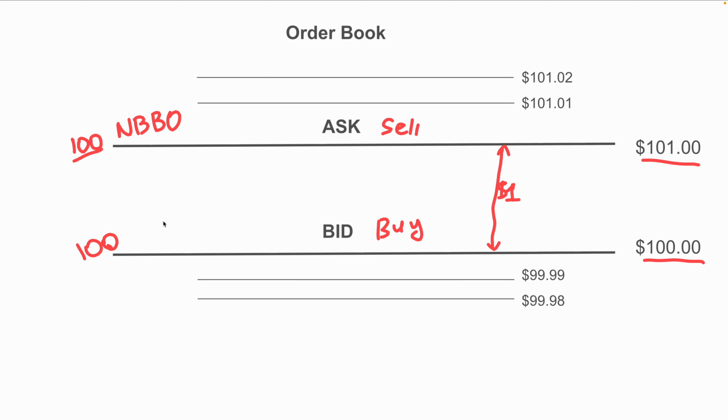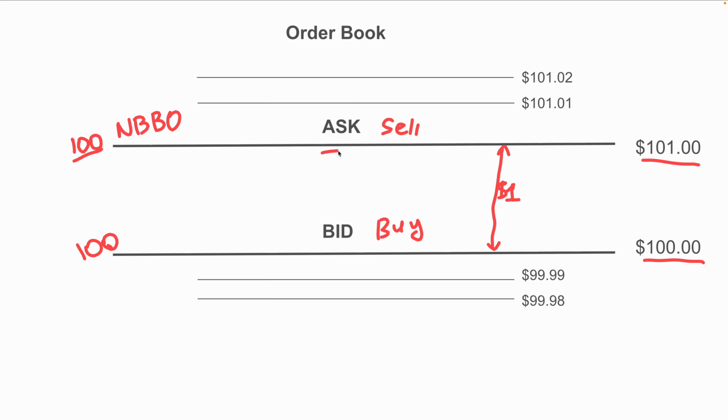So what we're trying to say here is that on the ask side, there are people willing to sell at 101, at least 100 shares or more. So if you need to buy 100 shares, you know that you can get filled at 101. Same thing on the bid side: people are trying to buy 100 shares at 100. So if you want to sell 100, you can get that.